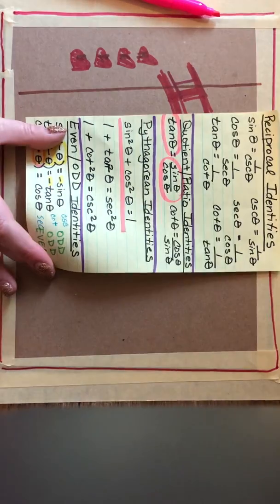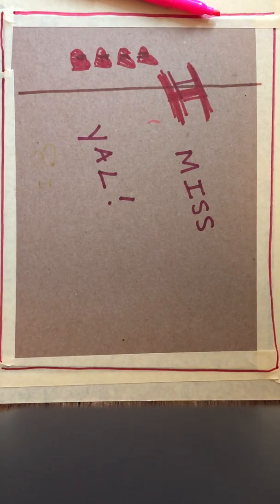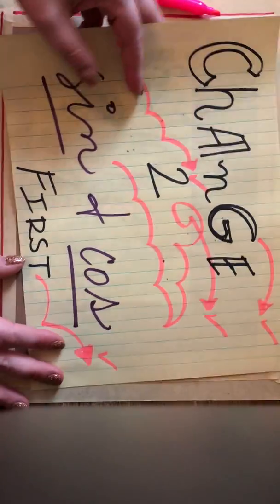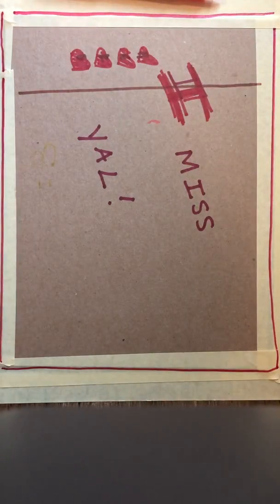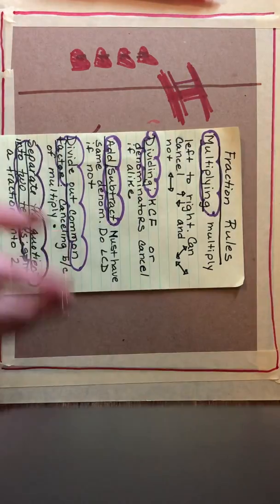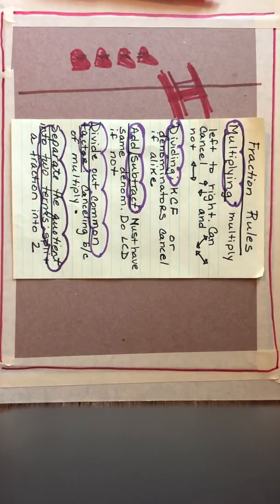Okay, so you just wrote these down. We just said that the way we're going to simplify is we're going to change everything to sine and cosine and then do algebra. And some of the algebra that we probably forgot are some fraction rules.